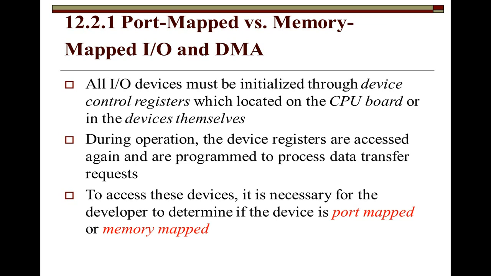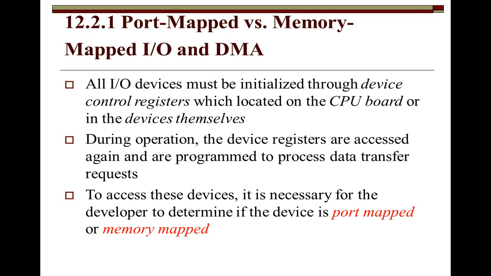Next we are going to look at port mapped versus memory mapped input output and DMA. DMA is nothing but direct memory access. Whenever we communicate, for example, we give instructions from a sensor to the LCD. These instructions need some memory to initialize, so that the sensor can give the information to the LCD. All the input output devices must be initialized basically through the device control registers.